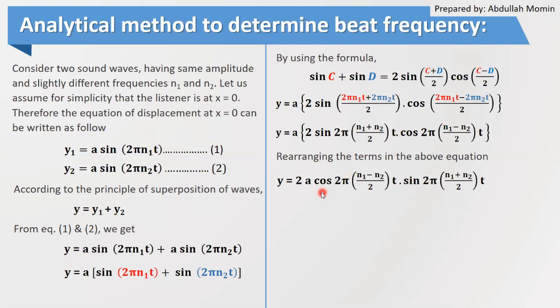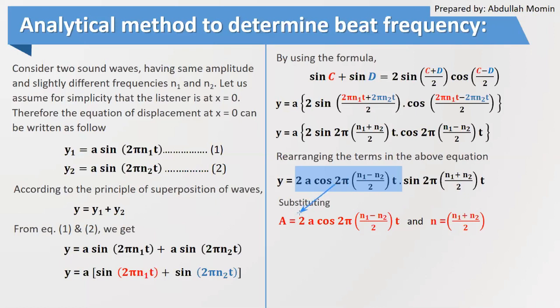Now we are going to consider certain constants here. That means we will substitute A is equal to 2a cos 2 pi (n1 minus n2) upon 2 into t, and n is equal to (n1 plus n2) divided by 2. So basically, instead of this term, we will put A. This is your A.